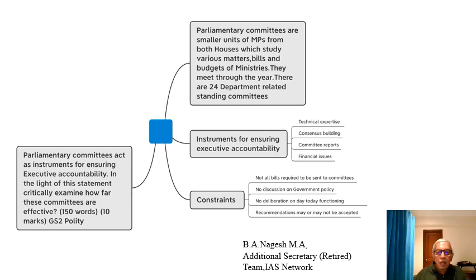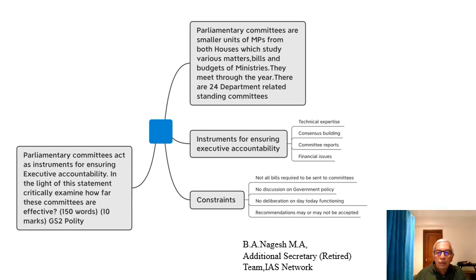The next thing is consensus building. Generally the ruling party and the opposition party may take diverse opinions and diverse stands. In the committee, since it consists of members of both parties, they arrive at a consensus. So how do the committees function? They function behind closed doors, and there the members can freely discuss the questions and come to a conclusion.